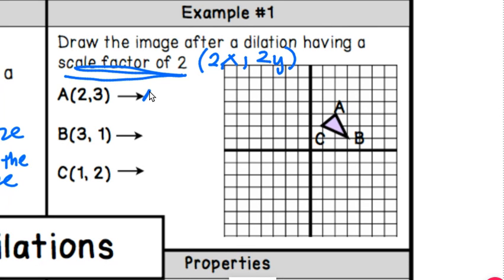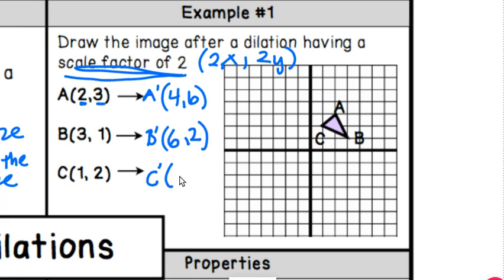So we're going to take A and we're going to find A prime by multiplying each by 2. My x times 2 and my y value times 2. So I get 4, 6. For B prime, again, I'm going to multiply 3 times 2 and 1 times 2. It's my scale factor of 2. I get 6, 2. And then C, again, the x value times 2, y value times 2. And I know that because it tells me I have a scale factor of 2.